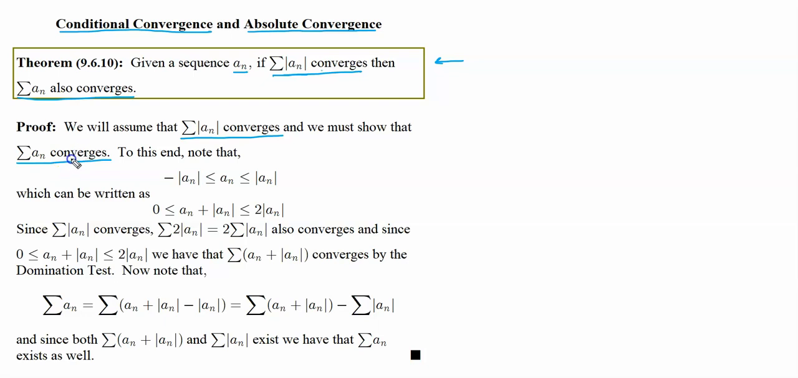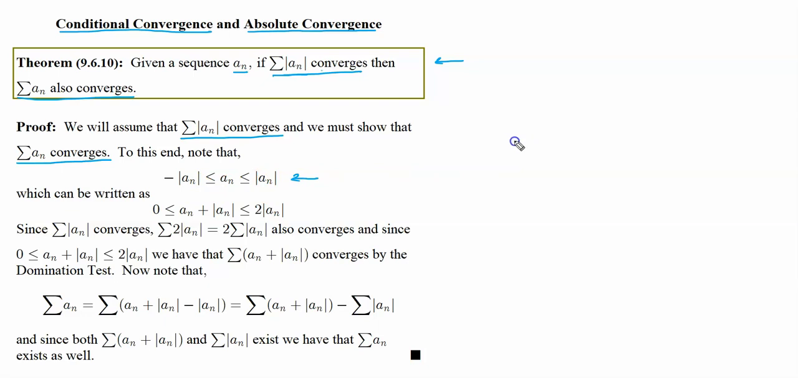Okay, so to do that, first of all, take note of this. It's certainly true that if you look at the a sub n terms, just pick any a sub n out of the sequence, that is going to be bigger than or equal to negative the absolute value of itself and less than or equal to the absolute value of itself. So this is certainly going to hold.